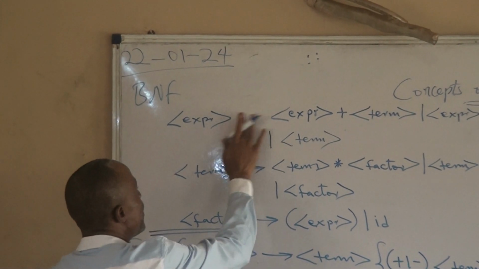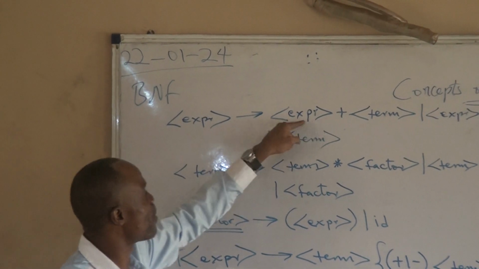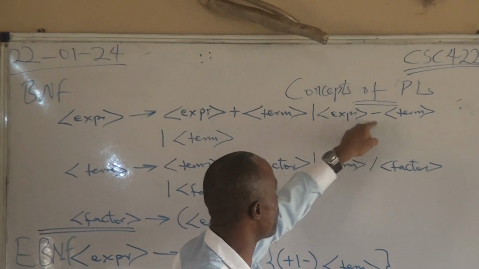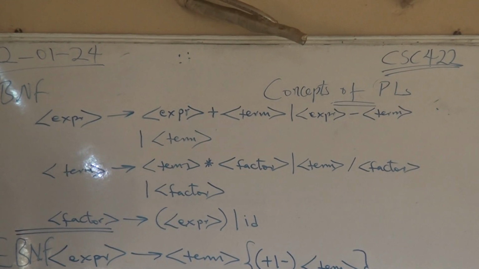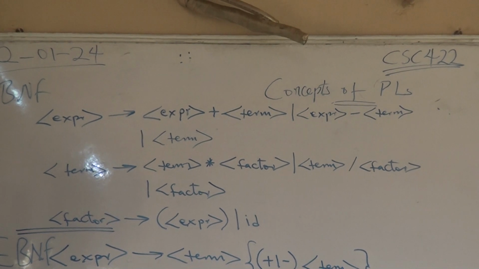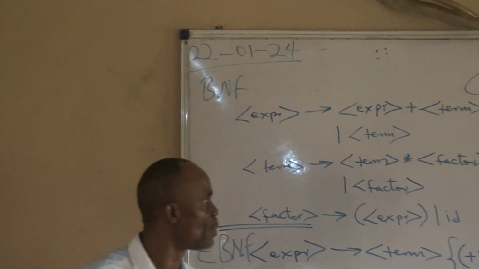Is that okay? But the list. So expression produces expression plus 10, or expression minus 10, or 10. If expression does not produce 10, can we equate expression to text? No, how can you equate expression with text?